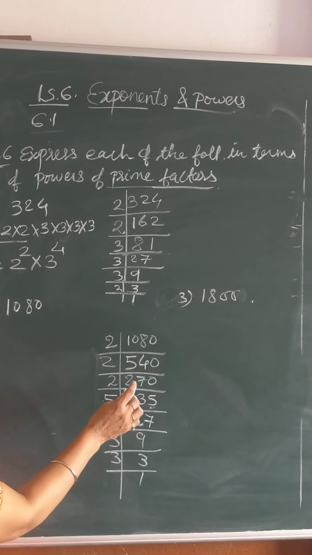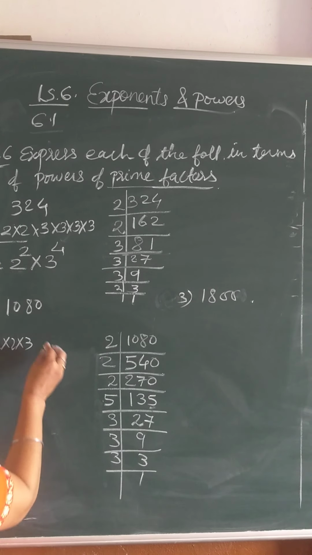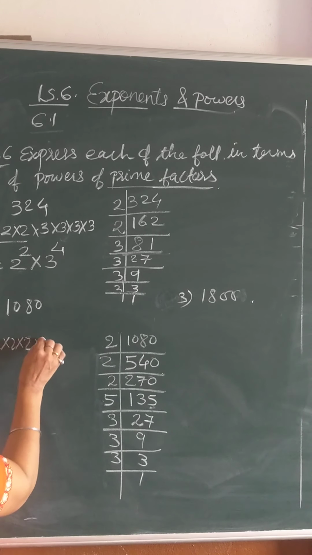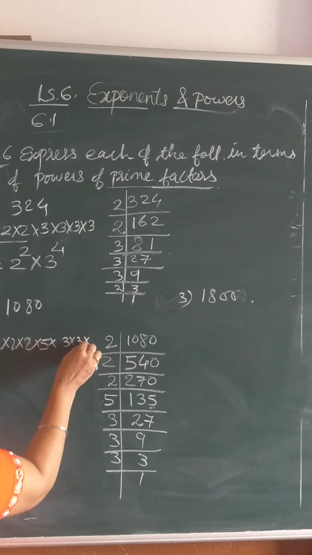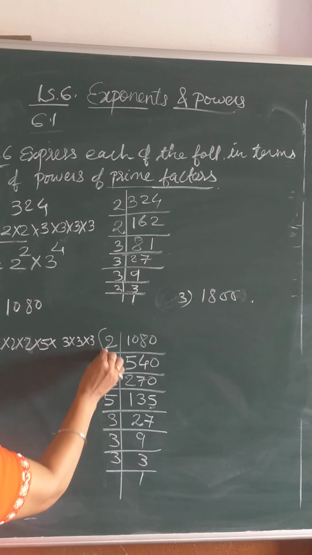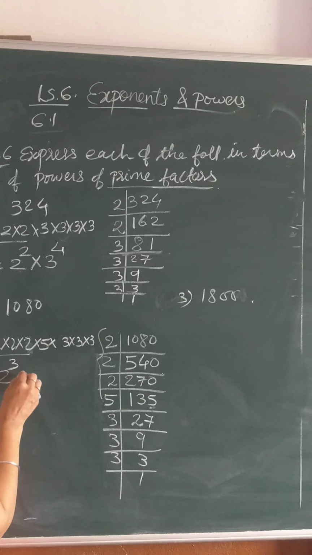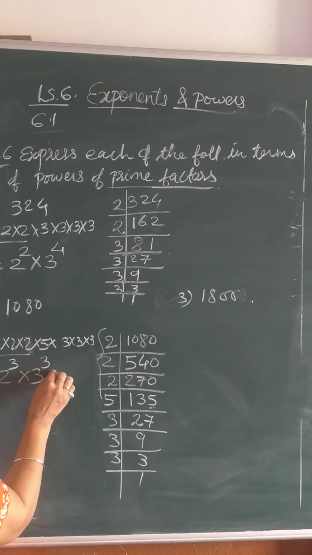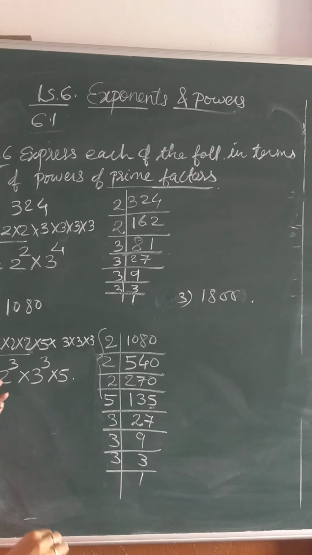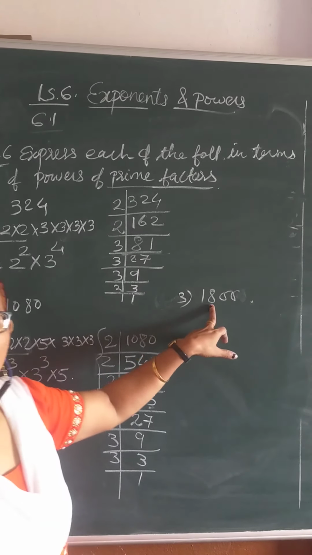So 2, how many times did you get? 1, 2, 3 times. Okay. Now here 5 is only 1 time. And again 3, how many times? 3 into 3 into 3. Okay. And now see, 2 is how many times? 3 times. 3 is how many times? 3 times, and 5 is only 1 time. So in this way you can express any number in the powers of prime factors, and this is your homework.